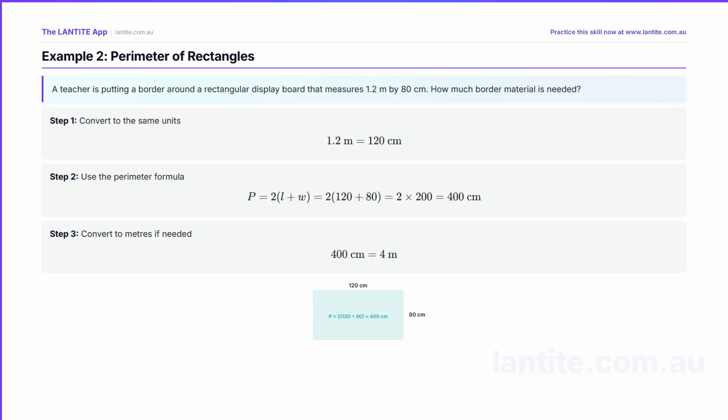Here's a typical LANTITE question. A teacher needs border material for a rectangular display board that is 1.2 meters long and 80 centimeters wide. First, we must convert to the same units. 1.2 meters equals 120 centimeters. Then, we use the perimeter formula. P equals 2 times the sum of length and width. That's 2 times 120 plus 80, which is 2 times 200, giving 400 centimeters or 4 meters of border material.